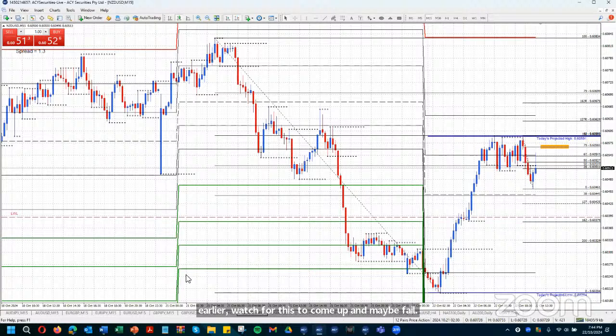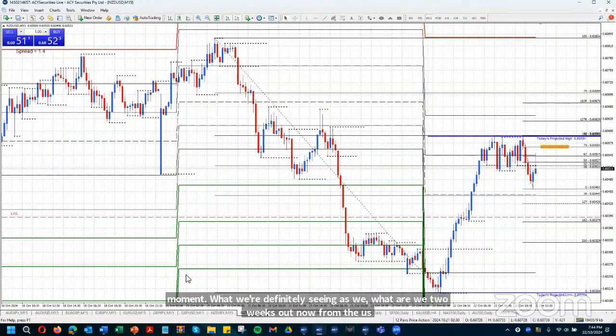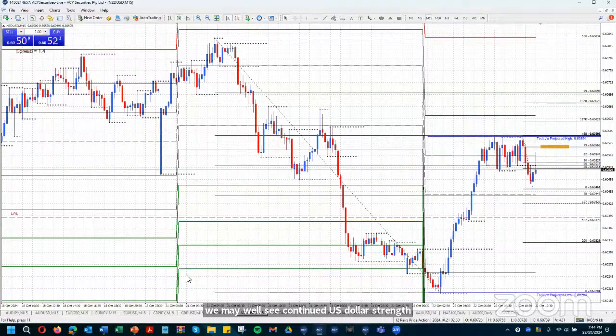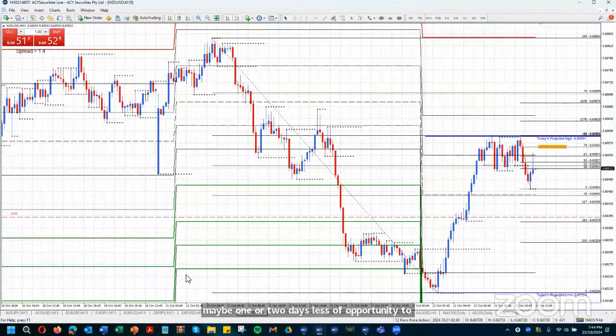What we're definitely seeing, we're 2 weeks out now from the US presidential election, we may well see continued US dollar strength leading straight into that. So that would give you still another good 2-week window, or maybe 1 or 2 days less, of opportunity to keep trading within this very dominant trend.